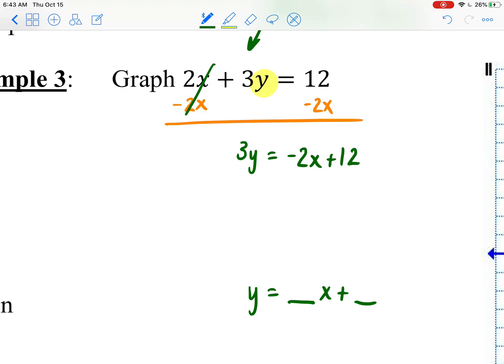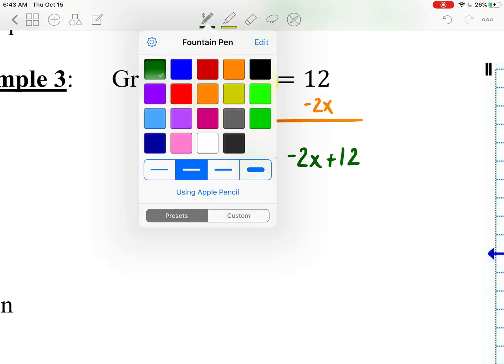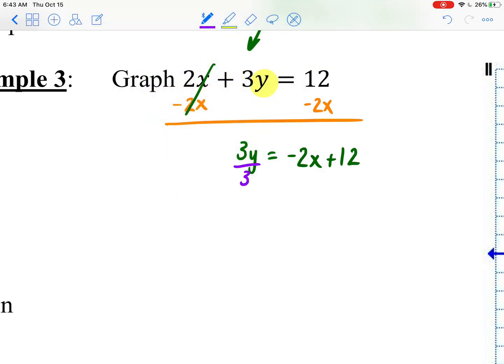And we're pretty close here. The only issue here is that 3 right there. So, okay, now what are we going to do? We're going to divide both sides by 3. And make sure when you divide both sides by 3 that everything gets divided by 3, especially if you have a plus or a minus right here.